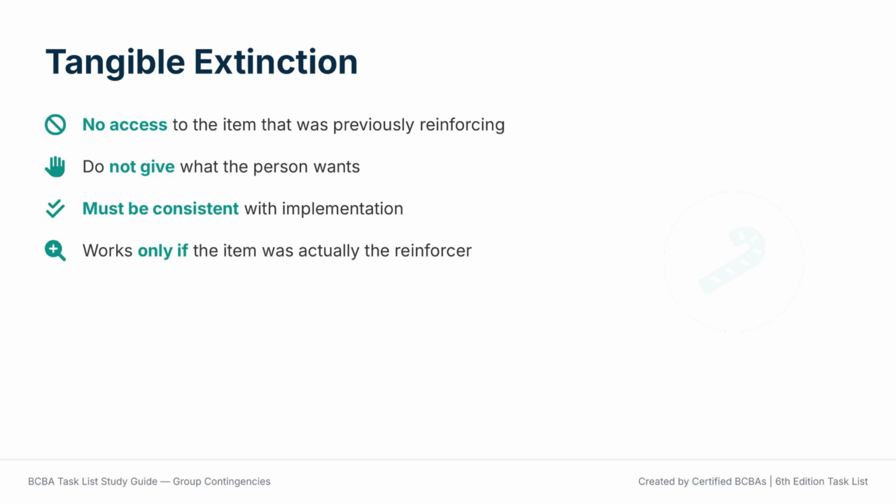Tangible extinction is used when behavior is maintained by access to items or activities. In this procedure, the individual is not given access to the item following the behavior. This means not giving in to requests or problem behavior aimed at obtaining tangibles. However, this only works if the item is actually the reinforcer maintaining the behavior. And as always, consistency is required.